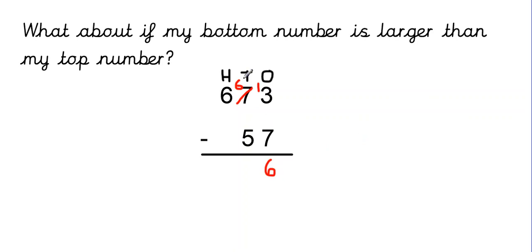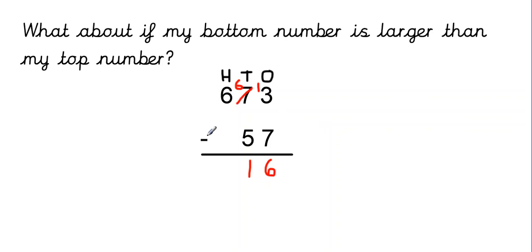I'm then going to move to my tens column. I want to do 6 take away 5. Now I know I can do that because 6 is larger than 5. So if you put 5 in your head and count up to 6, we've got 5, 6. You've got 1 to get to 6. And then I'm going to move to my hundreds column.